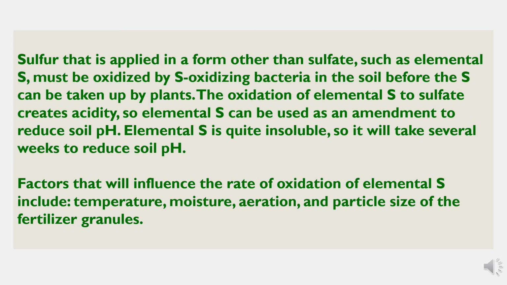The oxidation of elemental sulfur to sulfate creates acidity, so elemental sulfur can be used as an amendment to reduce soil pH. Elemental sulfur is quite insoluble, so it will take several weeks to reduce soil pH and for the sulfur to become available to the plants. There are some factors which influence the rate of oxidation of elemental sulfur and its availability to the crops, like temperature, moisture, aeration and particle size of the fertilizer granules.